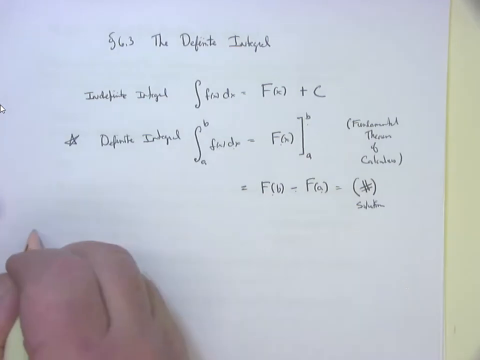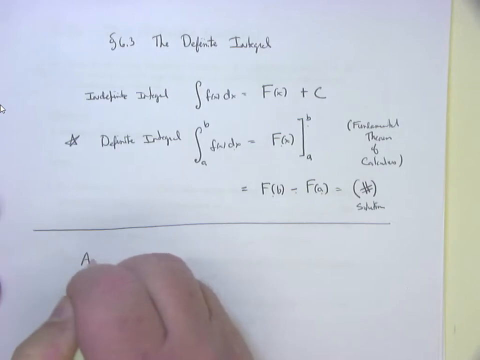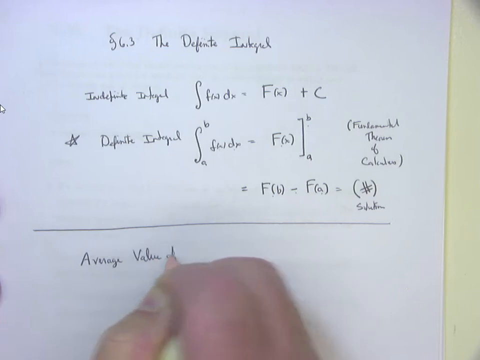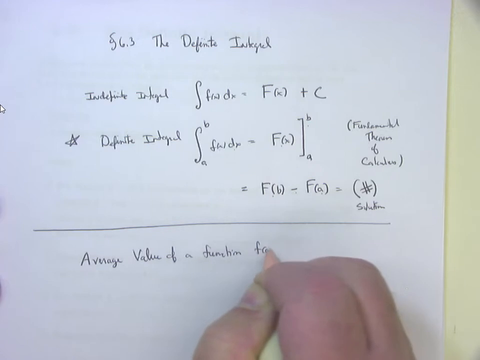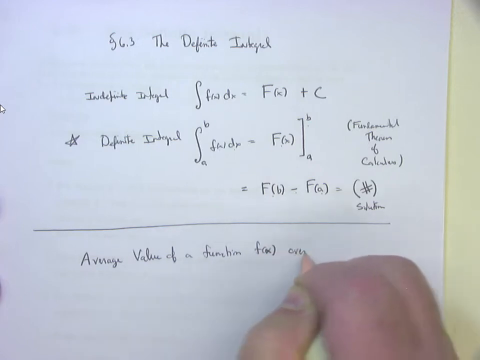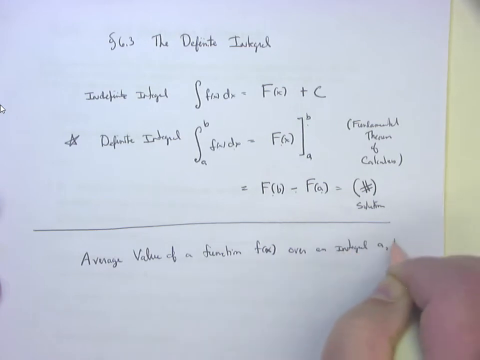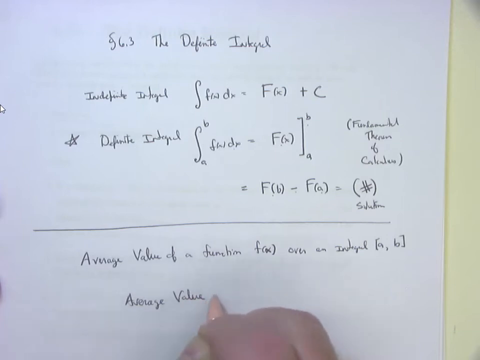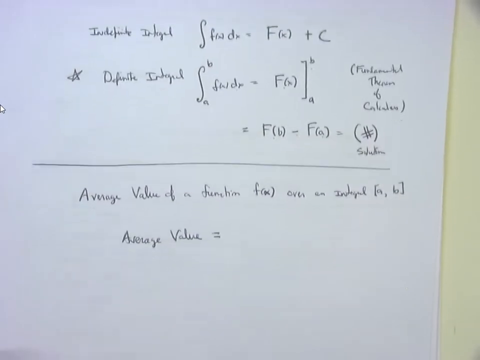Okay. Now, one of the purposes of this is a formula called the average value of a function f of x over an interval a to b. This average value is going to be equal to, now let's think about this for a second. What exactly is an average value?